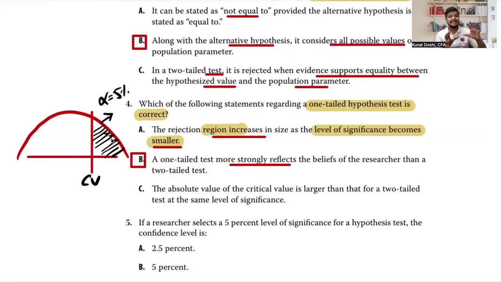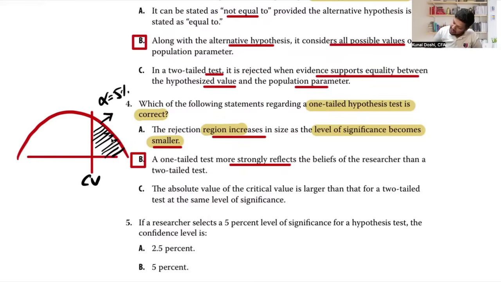So with a one-tail test, I can not only reject the null that it is equal to 0, but I can also say whether it is positive or negative. So a one-tail test is more powerful than a two-tail test. Therefore, a one-tail test more strongly reflects the belief of the researcher than the two-tail test. The B statement is the correct statement.